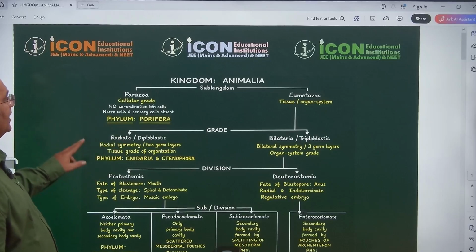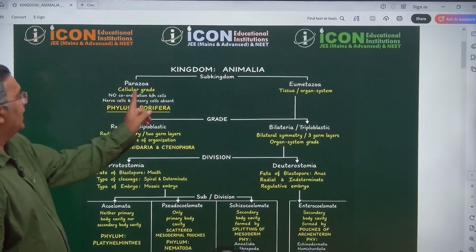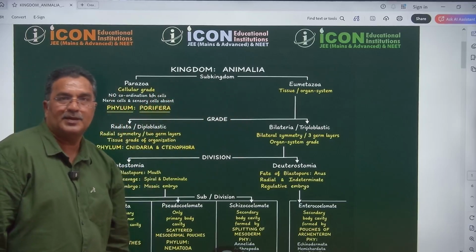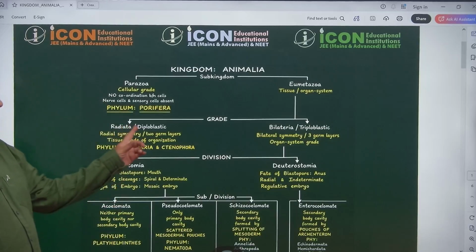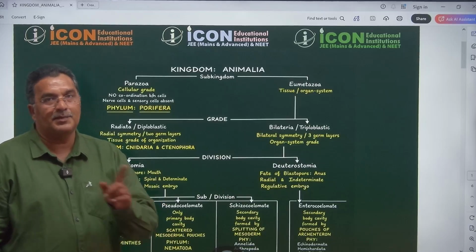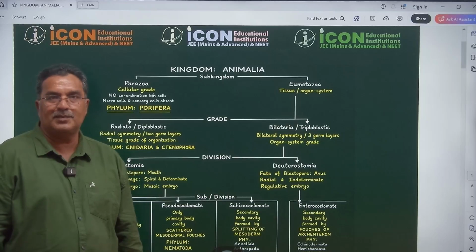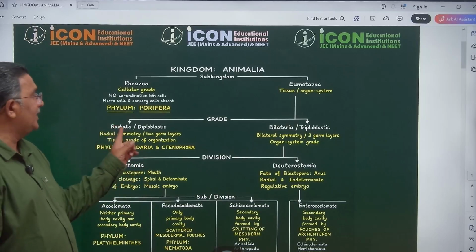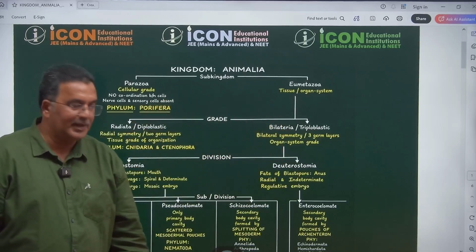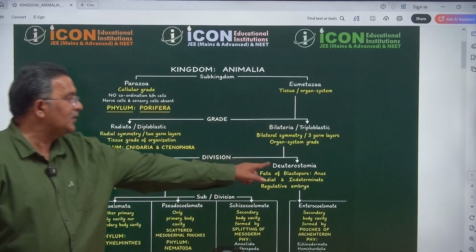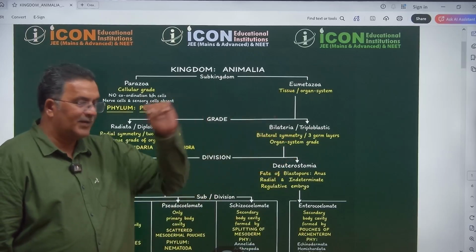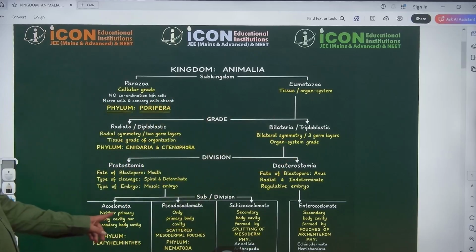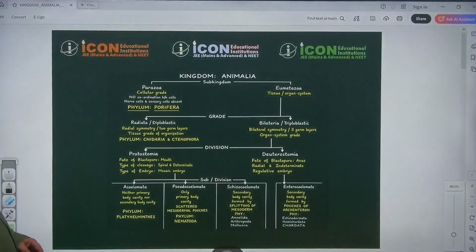In the chart I completed everything. The grades of organization are completed: cellular grade, tissue grade, organ system grade. Next, we took diploblastica and triploblastica, two germ layers and three germ layers. Then we took symmetry, radial symmetry and bilateral symmetry. Then we went through protostomia and deuterostomia, the fate of blastopore: if it is mouth, protostomia; if it is anus, deuterostomia. In the last class, we saw acoelomata, pseudocoelomata, and schizocoelomata.